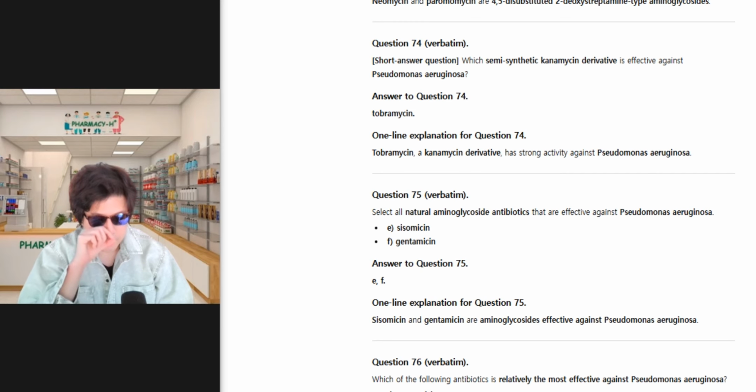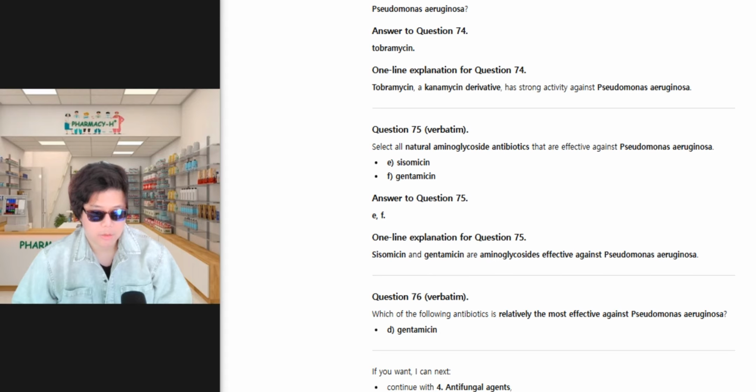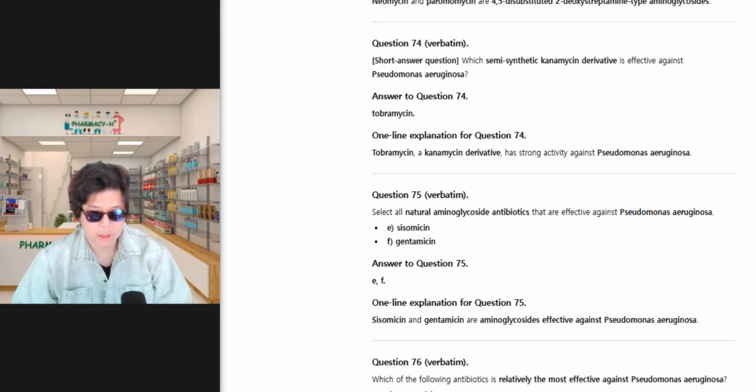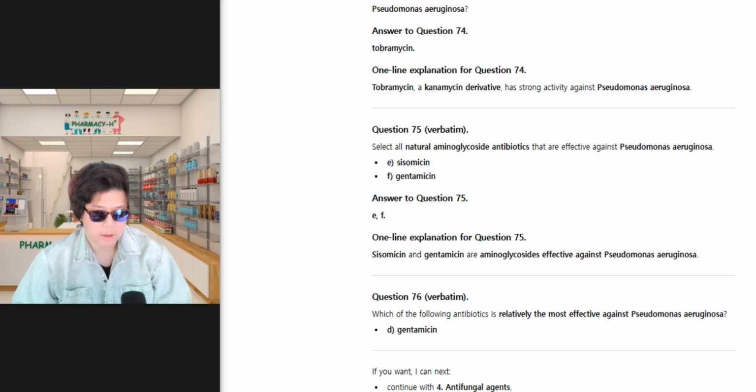Question: select all natural aminoglycoside antibiotics that are effective against Pseudomonas aeruginosa. Answer: sisomicin and gentamicin. Explanation: sisomicin and gentamicin are aminoglycosides effective against Pseudomonas aeruginosa. Question: which of the following antibiotics is relatively the most effective against Pseudomonas aeruginosa? Answer: gentamicin.